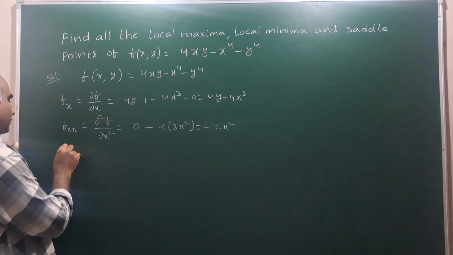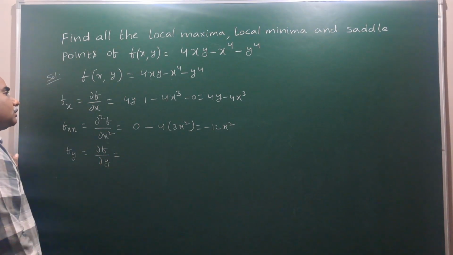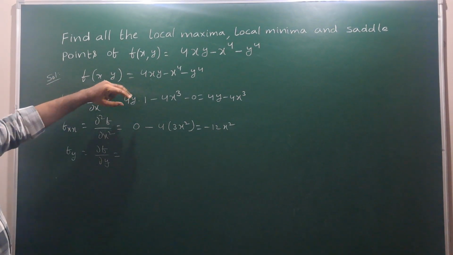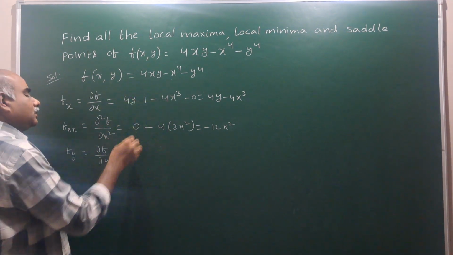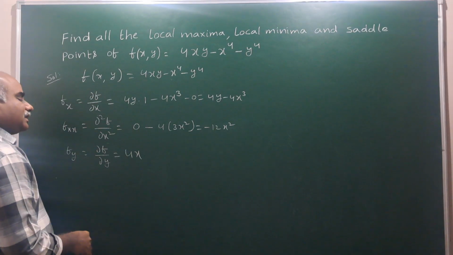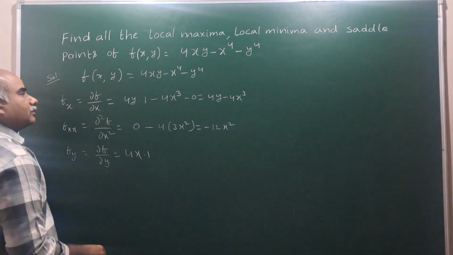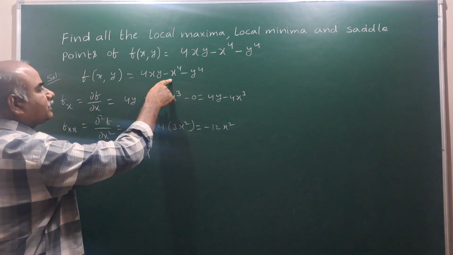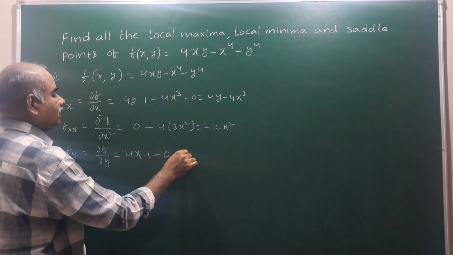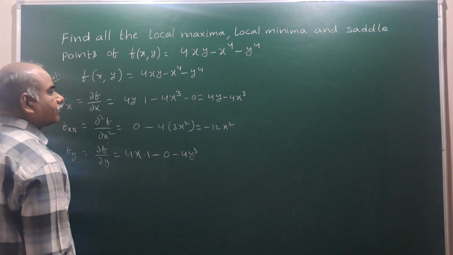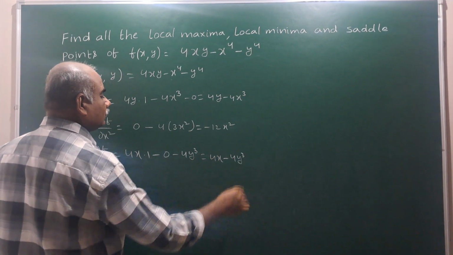Okay. Next we have to find fy. That means dou f by dou y. Okay. So here 4xy is the first term. So here it is partial derivative. So we have to treat 4x as constant. Okay. So treat 4x as constant and we have to differentiate y with respect to y. Derivative of y is 1. Okay. With respect to y, x power 4 is completely constant. And derivative of y power 4 is minus 4y cube. Okay. So it is equal to 4x minus 4y cube.